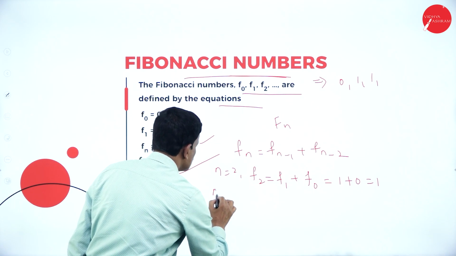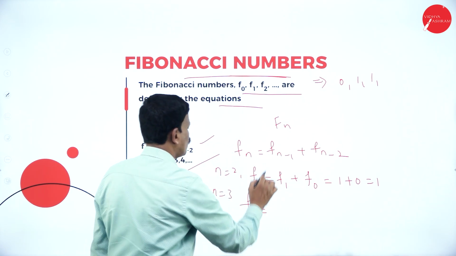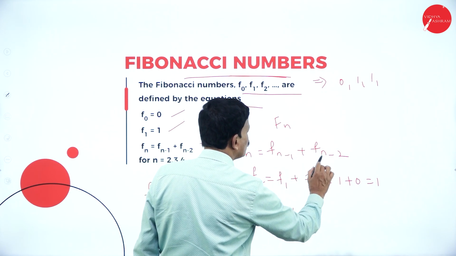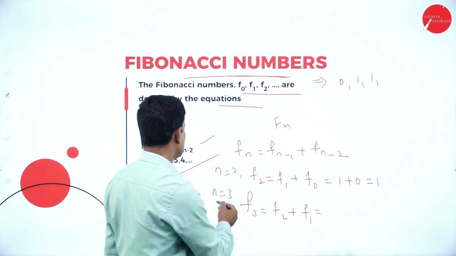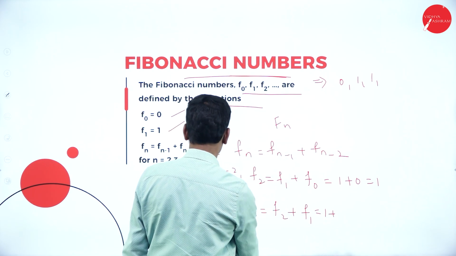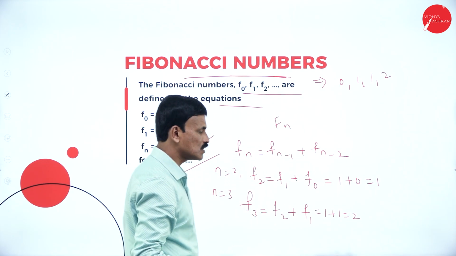Next, if you put n is equal to 3, then what will you get? F of 3 is equal to f of n minus 1, 3 minus 1 is 2, plus f of 3 minus 2 is 1. So f of 2 plus f of 1. What is f of 2? F of 2 is 1 plus f of 1. F of 1 is equal to 1. 1 plus 1 is equal to 2.